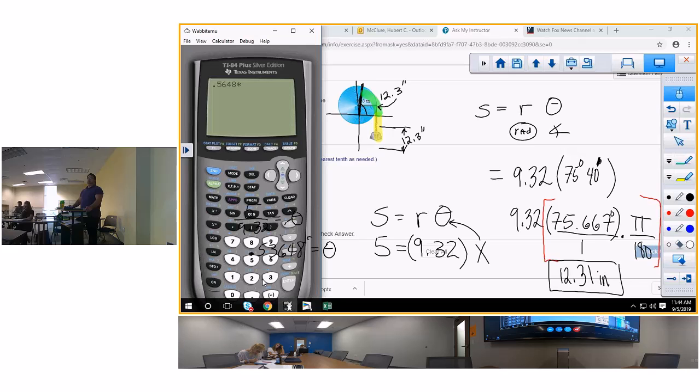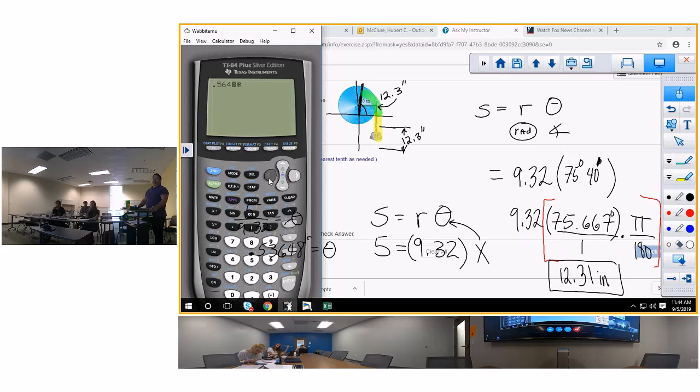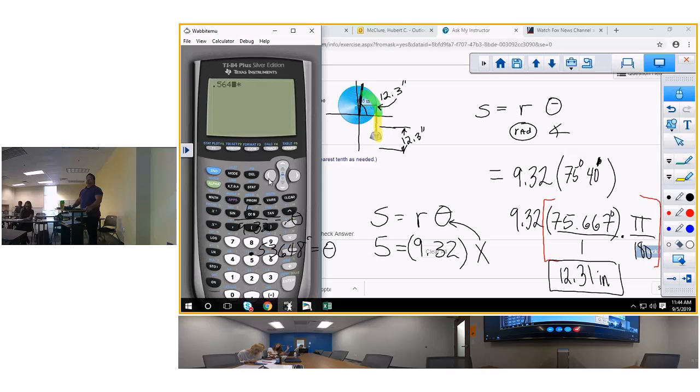I might as well just quit. It's fractions, 125 over 648. I'm trying to kill two birds with one stone here. 0.53648, and we're trying to change it into degrees, so that means we're going to multiply by what? Pi over 180, right?